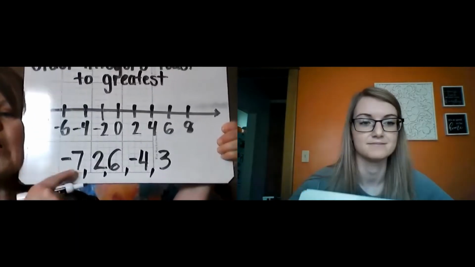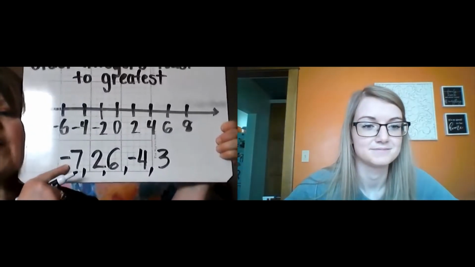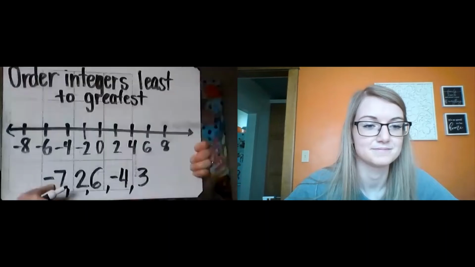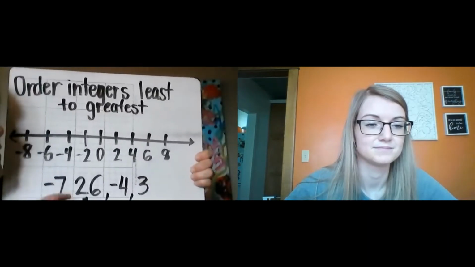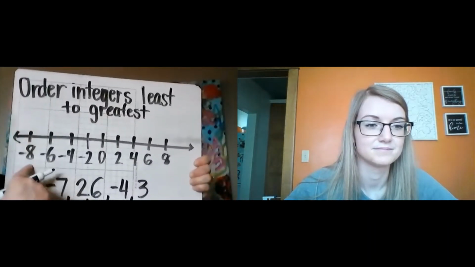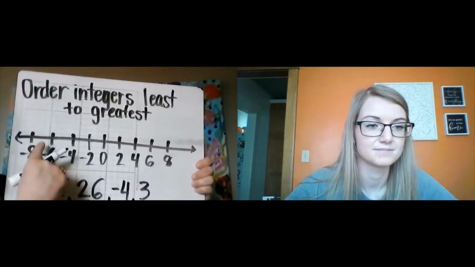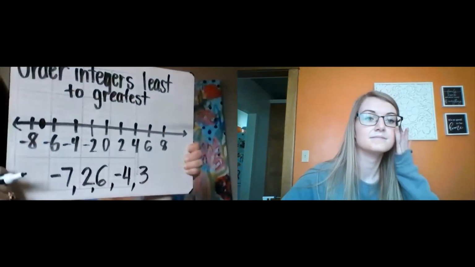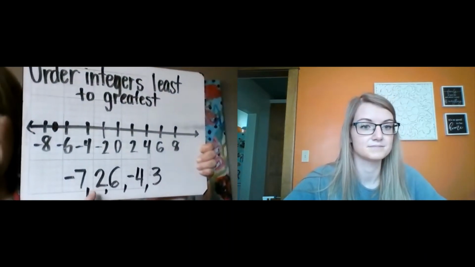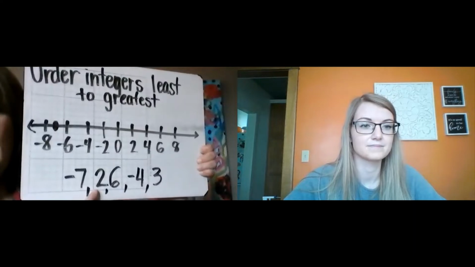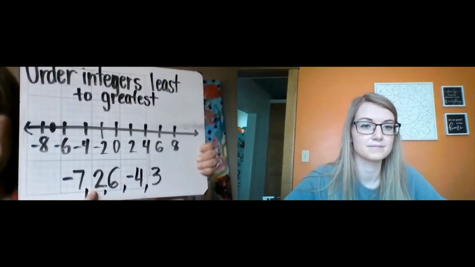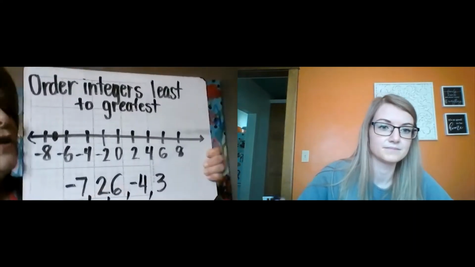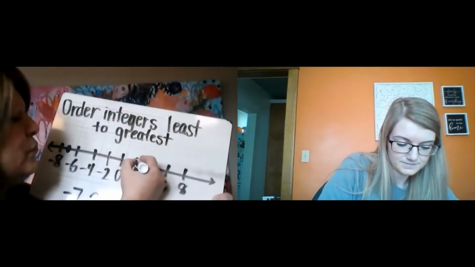All right. So, class, we have -7. And I'm looking at my number line, and I don't see a -7, but I see a -6 and a -8. So we know -7 would go right in the middle. So I'm going to draw a big bowling ball there so you can see it on the screen. Okay, our next number is 2. Now 2, we know, is a positive number, so it's going to be to the right of 0. So here's 2.